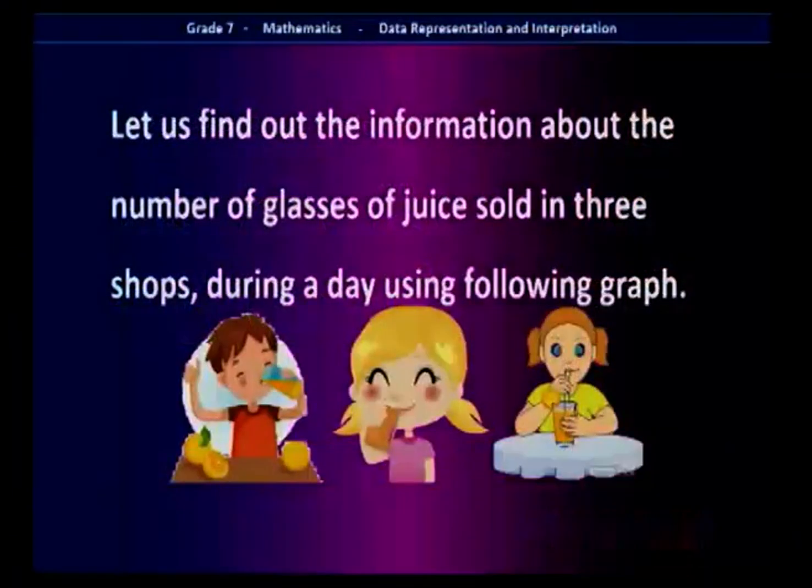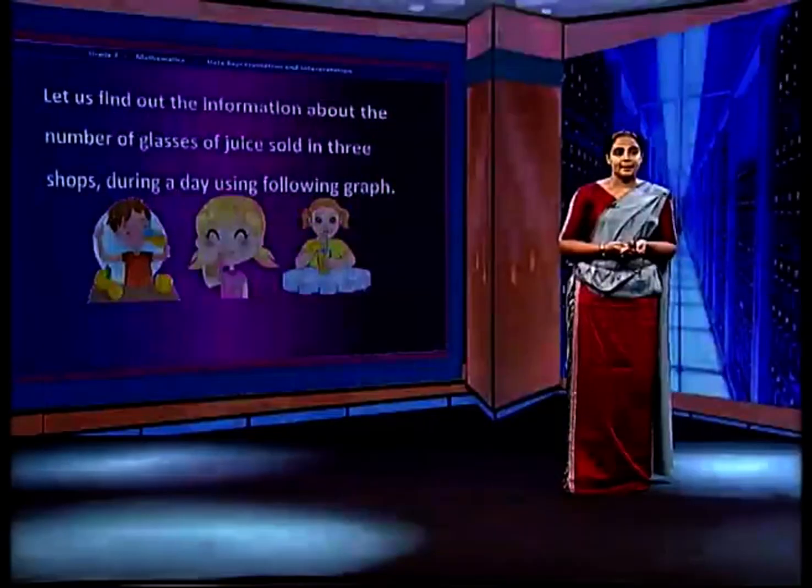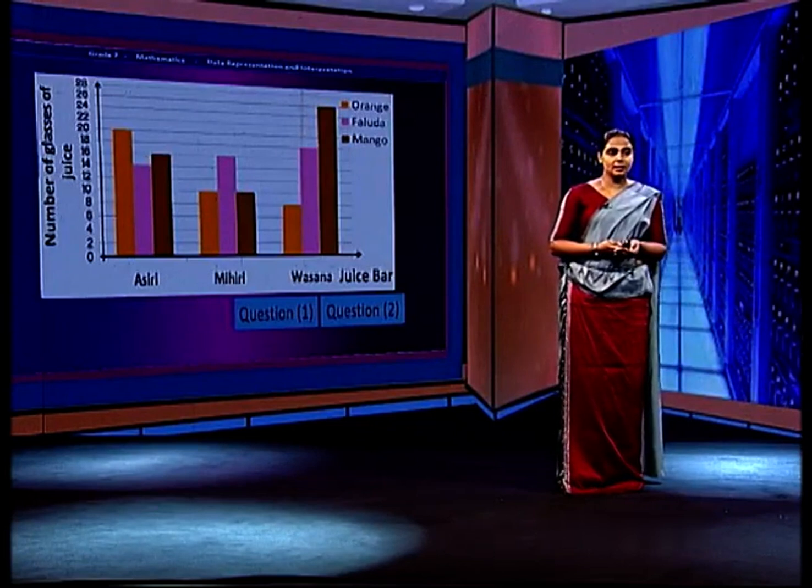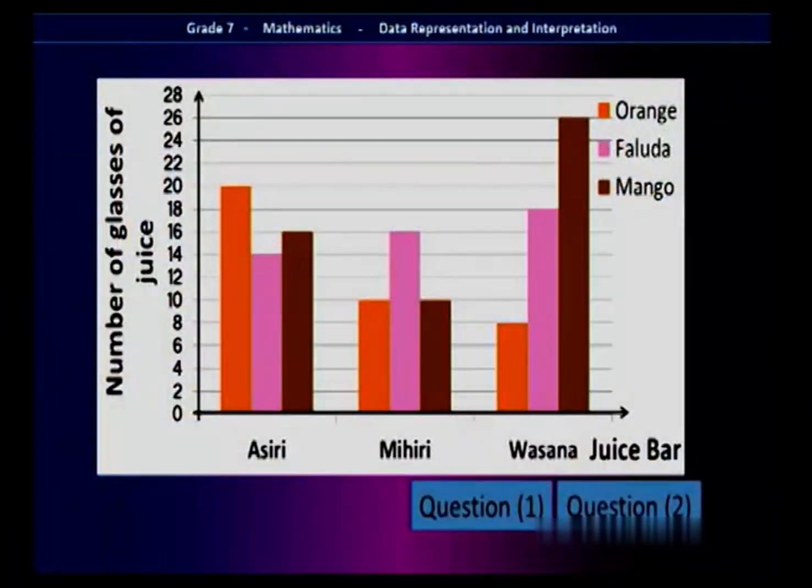Then this example, read it. Let's find out the information about the number of glasses of juice sold in 3 shops during a day using the following graphs. Then let's see it. The number of glasses of juice is shown by the vertical axis. Then the horizontal axis is for 3 shops. They are Asiri, Mihiri and Vasana. They are the 3 juice bars.